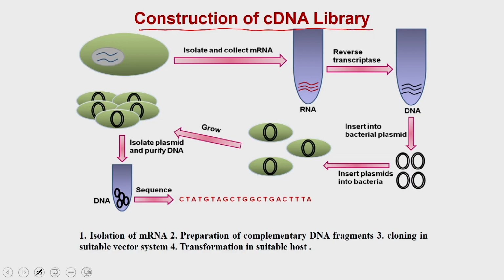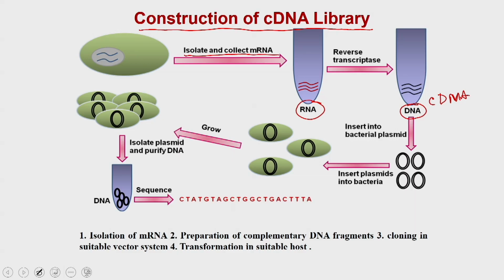As I said, in particular given conditions, your first step is to isolate and collect the messenger RNA. Messenger RNAs represent the transcriptome of a particular cell or organism. In the subsequent step, from the RNA you are going to generate DNA. The DNA you generate is called the complementary DNA, or the cDNA, and that is why this library is called the cDNA library.